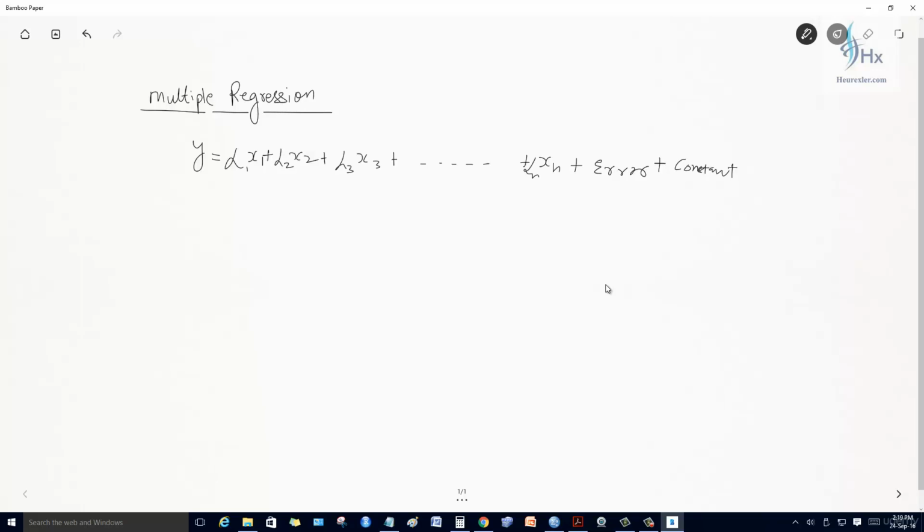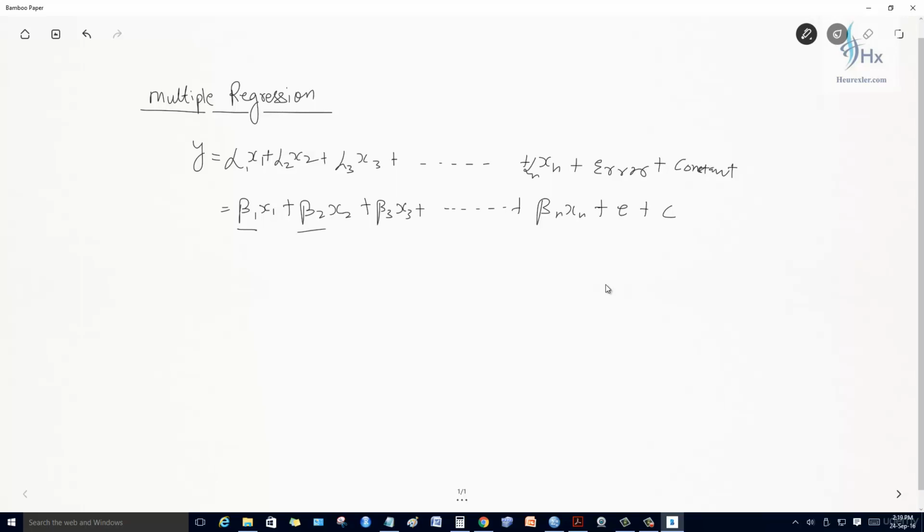Now I have used the word alpha, but most typically people use the word beta. So we can rewrite the equation as beta 1 x1 plus beta 2 x2 plus beta 3 x3 till beta n xn, then our error term plus the constant term. And you can fairly guess these betas are the standardized regression weights that we are going to get after the regression analysis.